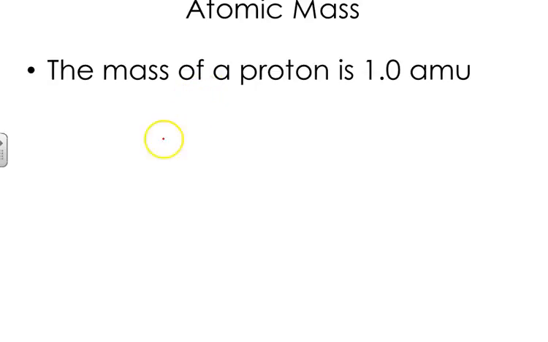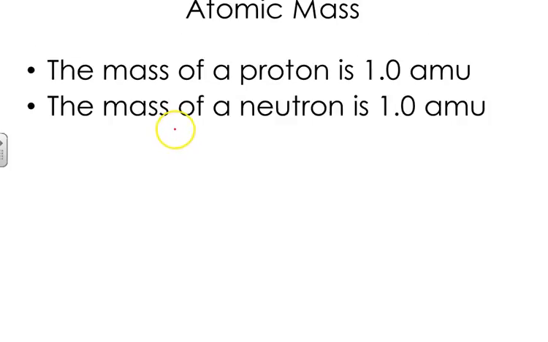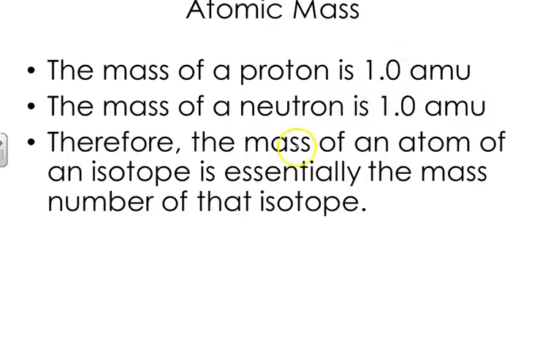When we look at the particles themselves, we say that the mass of a proton is 1 AMU, and the mass of a neutron is equivalent at 1 AMU. And this is only to 1 decimal place. So the mass of an atom of an isotope is essentially the mass number of that isotope. That's only because of the 1.0 AMUs. If we add up the number of particles, which is the mass number, then we also have added up the mass, with each of those particles having a mass of 1 AMU.